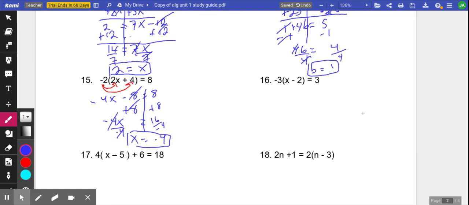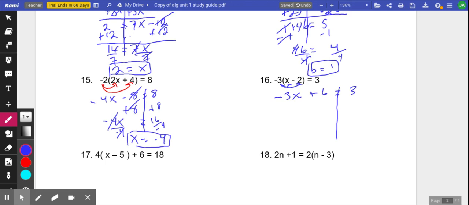All right, for 16 here, I am going to distribute this negative 3. So we have negative 3 times x is negative 3x. Negative 3 times negative 2 is plus 6 equals 3. All right, then we need to get that x term alone. So I will subtract 6 from both sides.